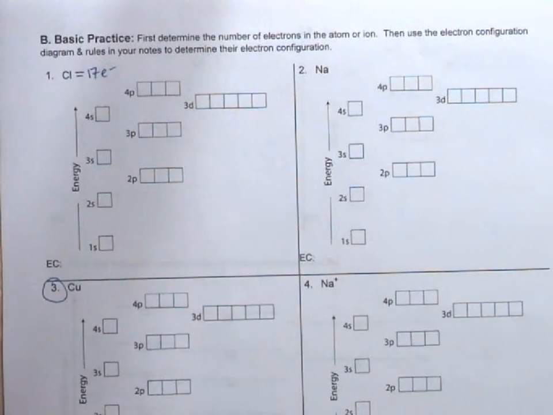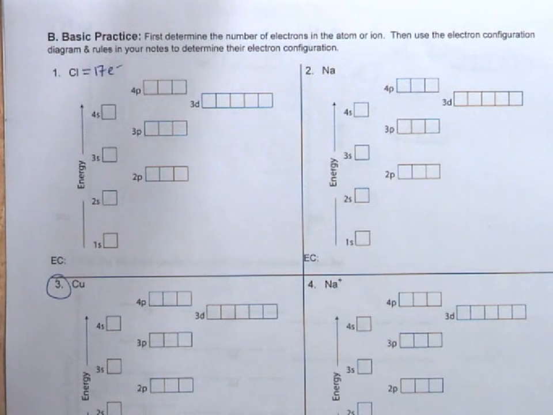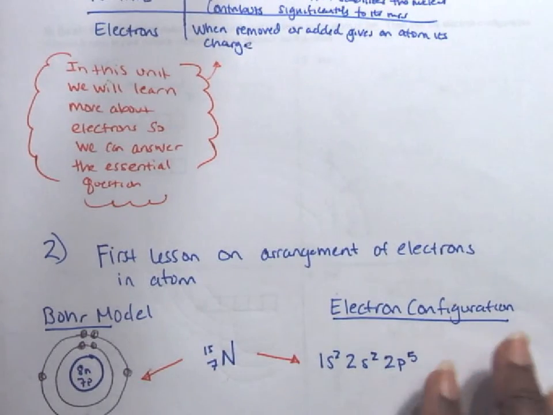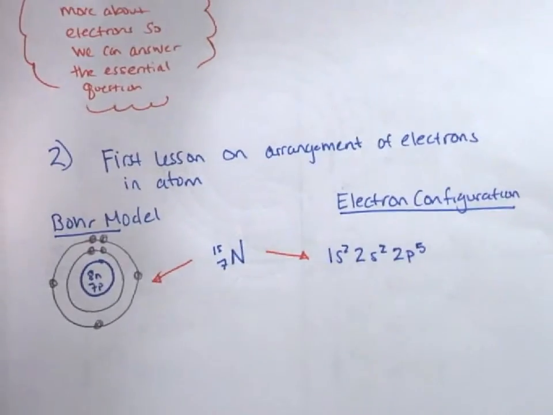So that is it for this video. We have covered all that we need to cover in terms of how electrons are arranged. In part 1, we looked at the Bohr model. Now we looked at electron configuration. And I hope you found this video helpful.